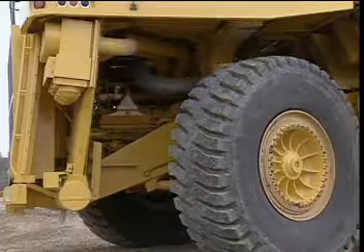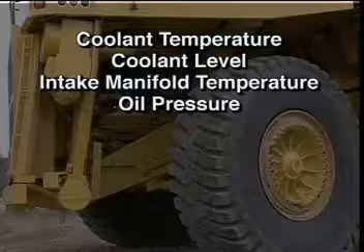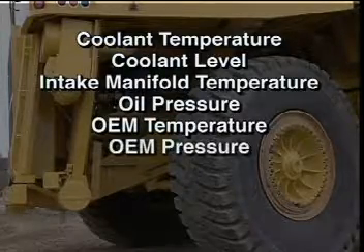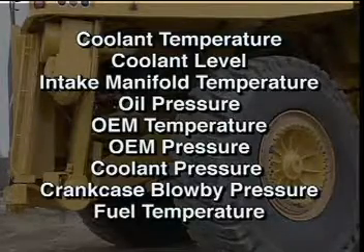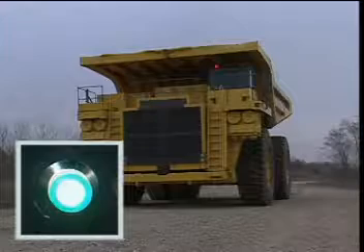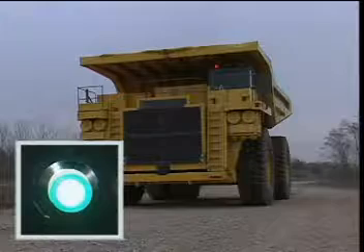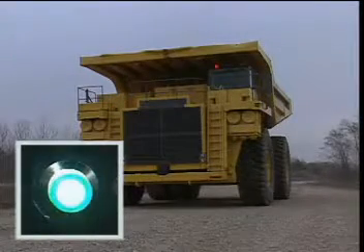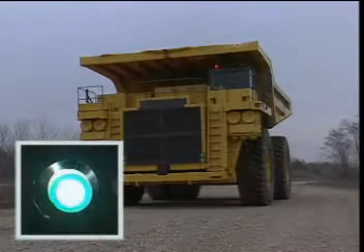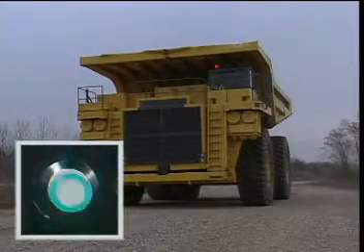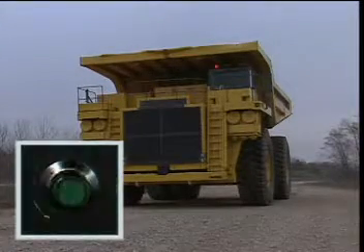Engine protection is based on coolant temperature, coolant level, intake manifold temperature, oil pressure, OEM temperature, OEM pressure, coolant pressure, crankcase blow-by pressure, and fuel temperature. The engine protection lamp in the cab flashes for 30 seconds prior to shutdown to alert the operator. If at any time during the warning period the parameter goes back into range, the lamp is turned off and the shutdown is aborted. However, if the parameter is still out of range at the end of the 30-second period, the engine will shut down.